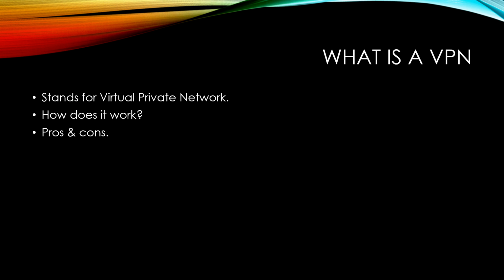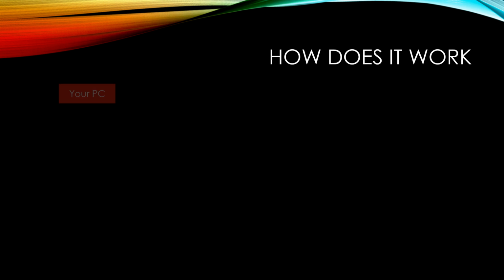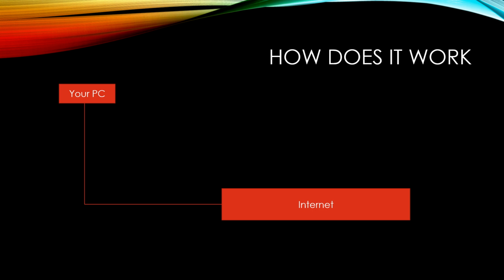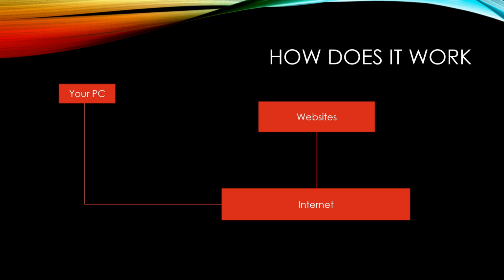What is a VPN? A VPN stands for a virtual private network, and we're also going to go over how it works and the pros and cons of using said VPN. So how does it work? Well, we have your PC here, and that connects to the internet, and then it goes through the internet to connect to websites and stuff.